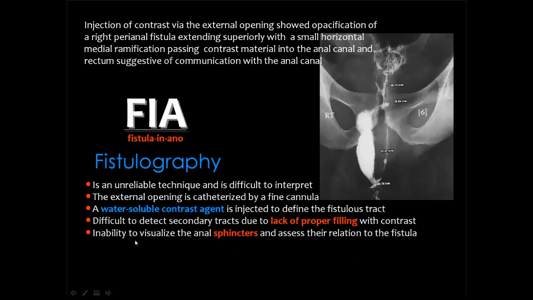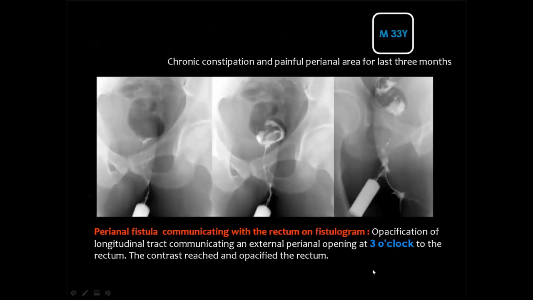It also cannot identify the relation of the fistula to the sphincters, whether it is intersphincteric or transsphincteric, and so on. Then we used to put a marker on the skin where the fistula's opening is present. Then we introduce a soft rubber or plastic cannula into the external opening, injecting contrast material, and you can see the connection of the fistula's tract to the anal canal at the 3 o'clock position, with delineation of the anal canal and rectum above.